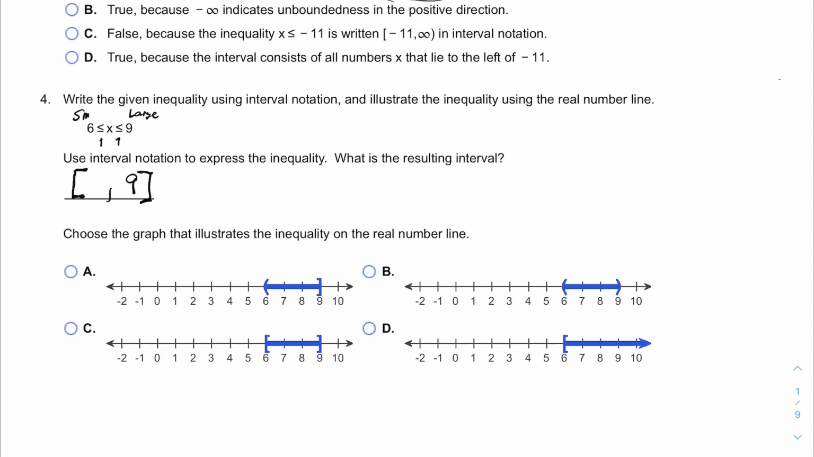Whoops, I just erased too much. There we go. Okay, so now we need to take a look and see if we can find this particular graph. And I'm seeing C is matching that, right? There it is right there. That matches up with that.